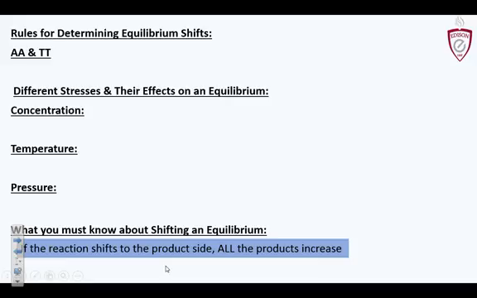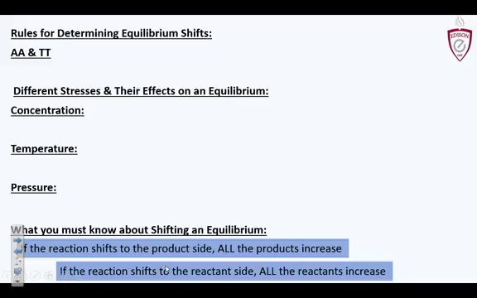Remember, concentration is how much stuff per volume, so you get more stuff. And then vice versa. If the reaction shifts to the reactant side, everything on the reactant side will increase. So you make more stuff on the reactant side. And what's not written here is the vice versa: the concentrations of the other side go down.